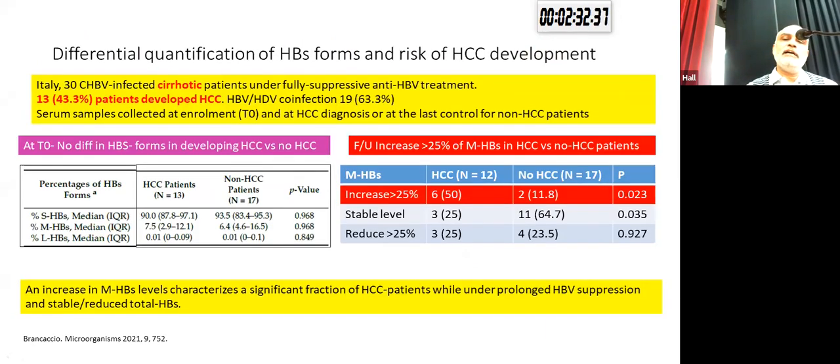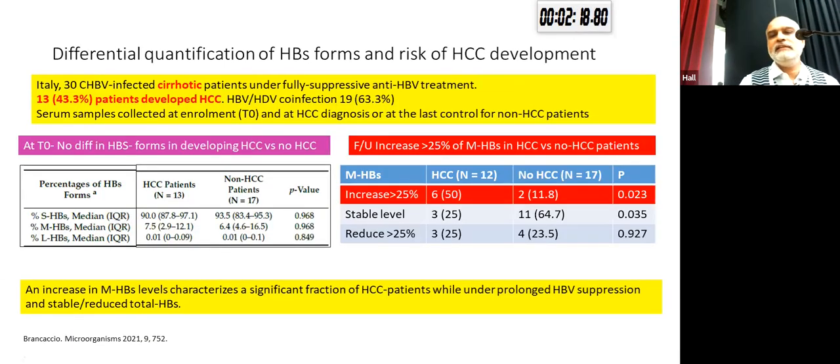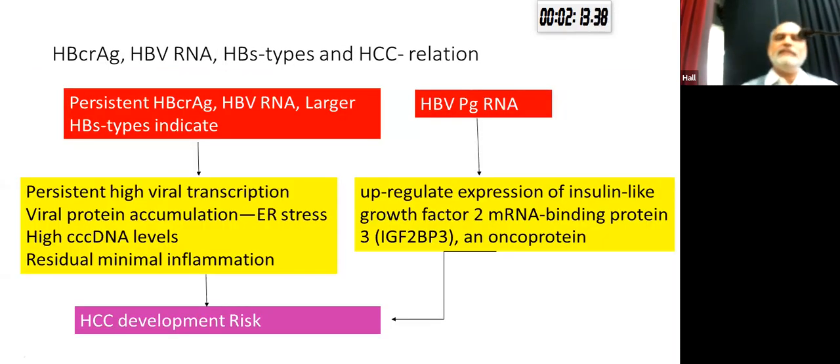Now, there is also a higher risk of HCC development if the medium type of HBsAg forms start accumulating in the blood of the patients. So at follow-up, if there is a 25% increase in medium HBsAg levels, then HCC is more likely to develop. So why are these related to HCC development? Because persistence of these markers indicates that there is high viral transcription going on, high ER stress, high cccDNA levels, and HBV pregenomic RNA has also been shown to upregulate the expression of insulin-like growth factors, which ultimately leads to HCC development.